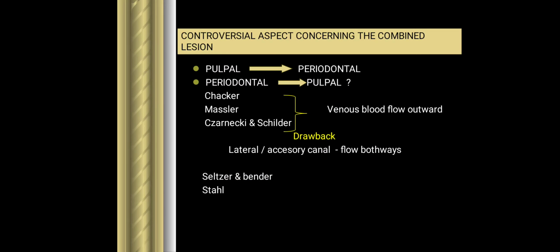Controversial aspects concerning the combined lesion. A pulpal lesion can cause a periodontal lesion also, but whether periodontal lesions can cause pulpal lesions is still questionable. According to Schecker, Messler, Sarnecki, and Schilder, venous blood flow will be outward in such lesions. The drawback will be the lateral and accessory canals, in which the flow will be in both ways.